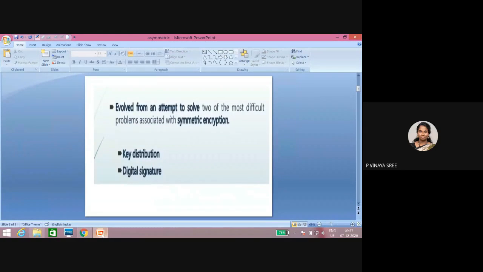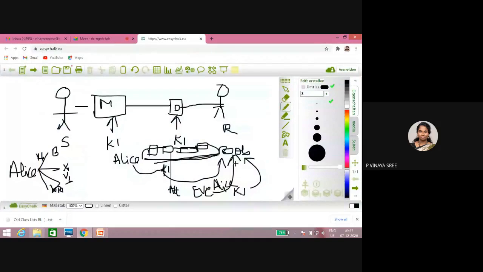Who is an authorized person? A digital signature is missing. So whether the message is received from E or from Alice, we cannot predict in symmetric encryption. So the two problems that arise in symmetric encryption: whenever there is key distribution among multiple users, key distribution becomes a problem.